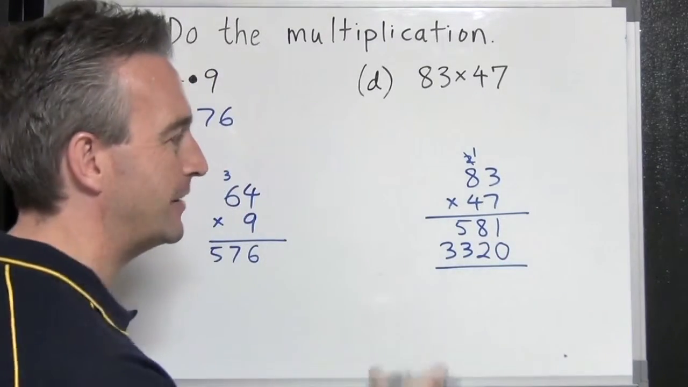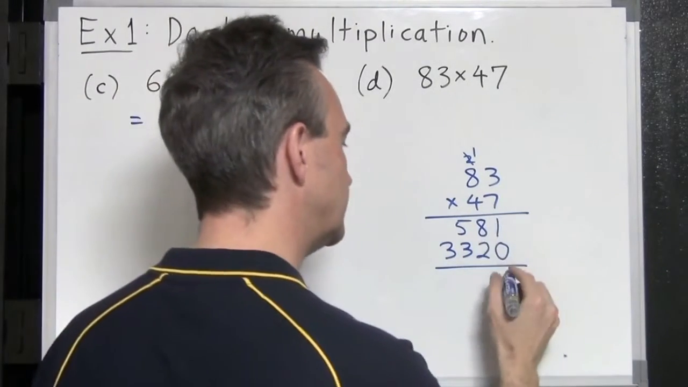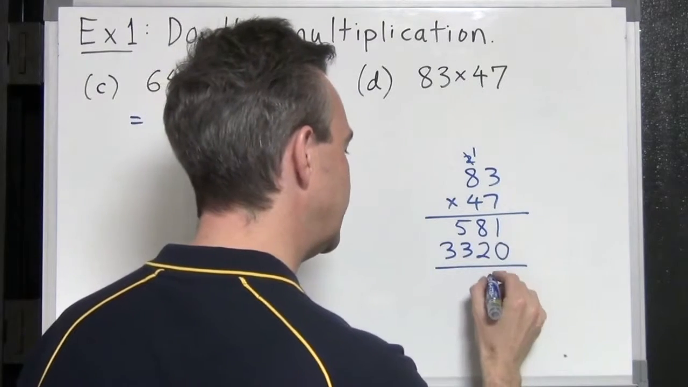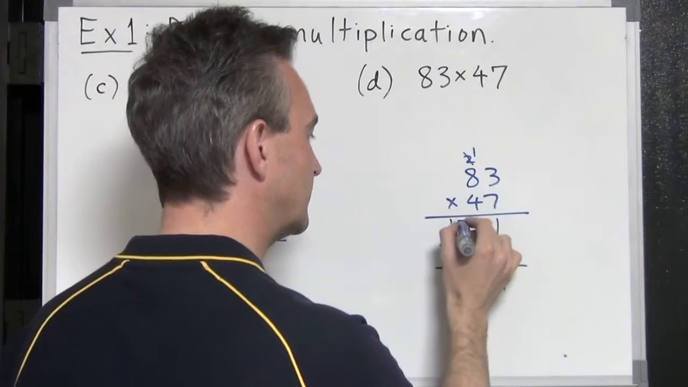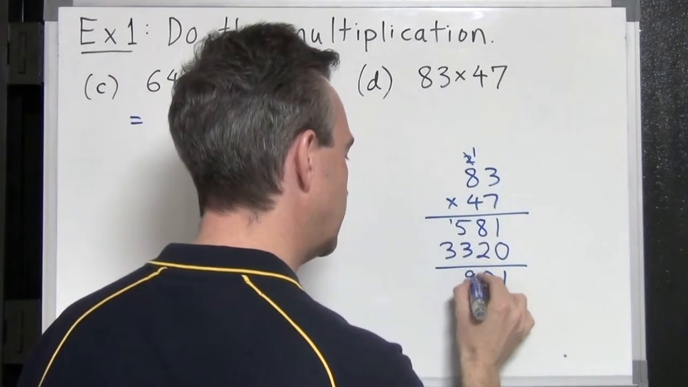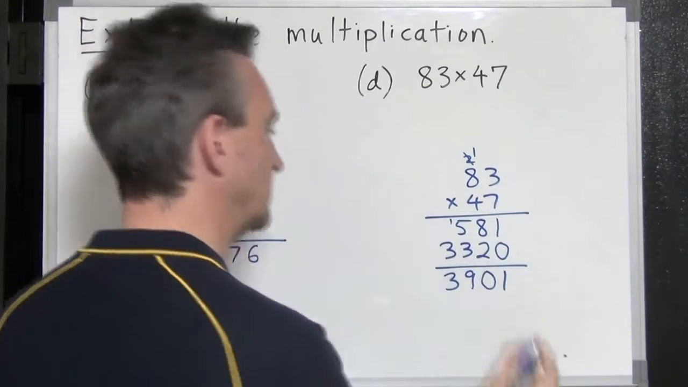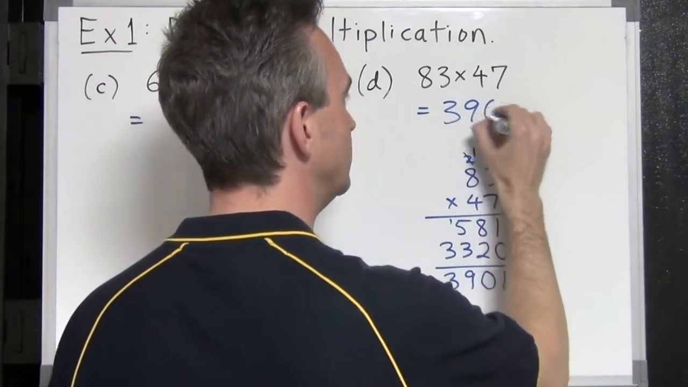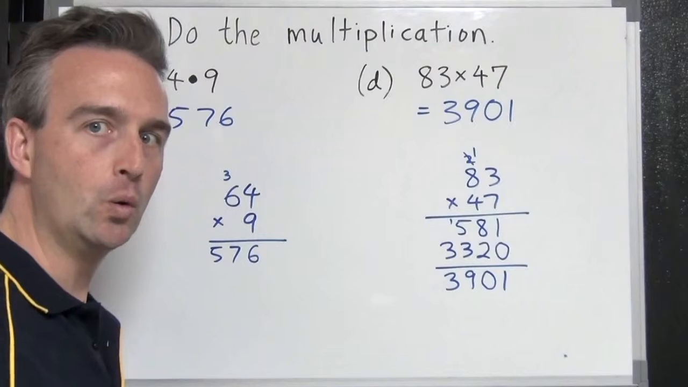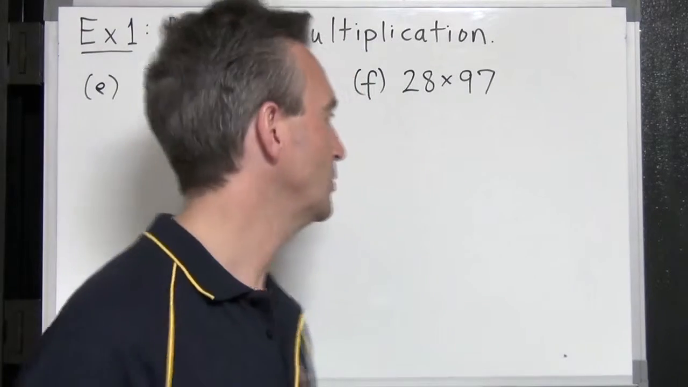We're not done yet. We now add these two. 1 plus 0 is 1. 8 plus 2 is 10. And we carry the 1. 3 plus 5 is 8, plus 1 is 9. 3 plus nothing is just 3. Answer here, 3,901. Whew.